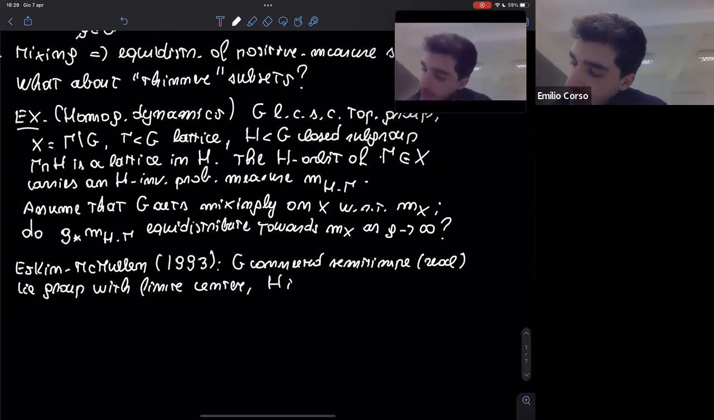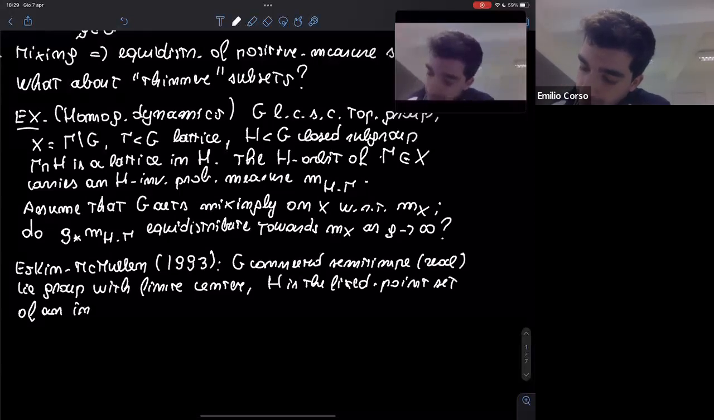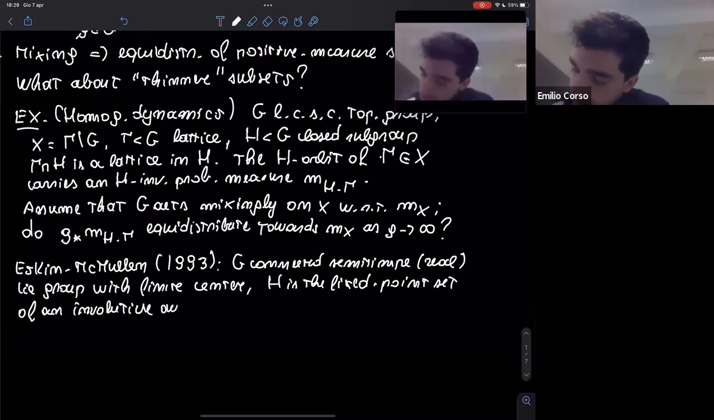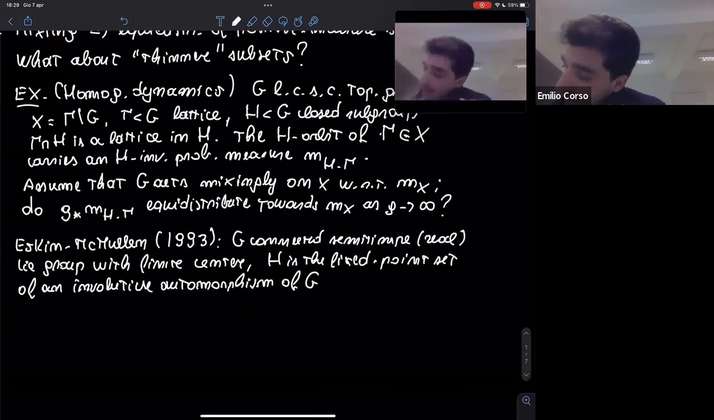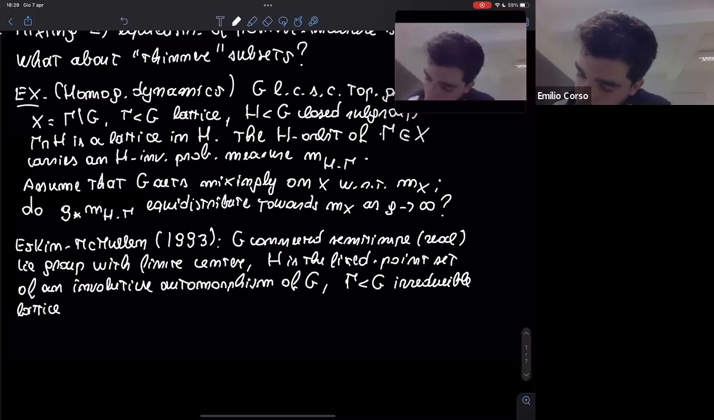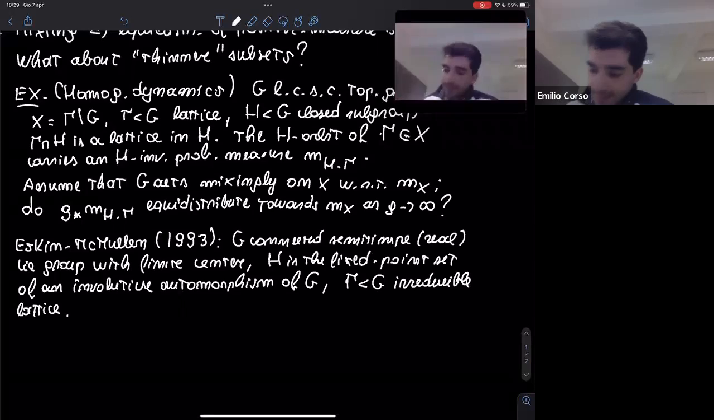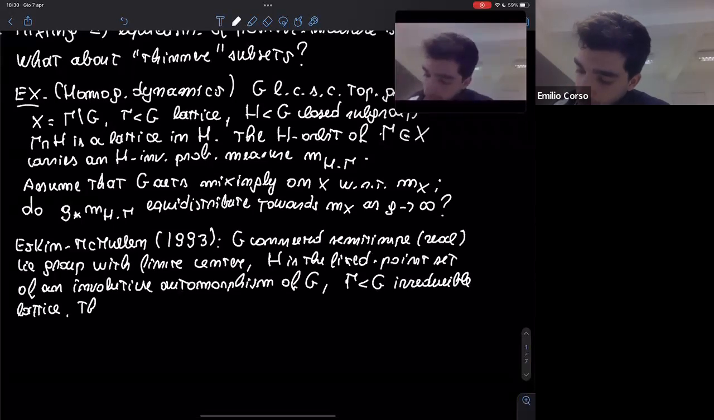And assume that H is the fixed point set of an involutive automorphism of G. So this is a setup that generalizes Riemannian symmetric spaces. The quotient G/H would be called in this case an affine symmetric space. And let's take Γ to be an irreducible lattice. Well, under these assumptions, the action of G on G/Γ is mixing, and then equidistribution holds.